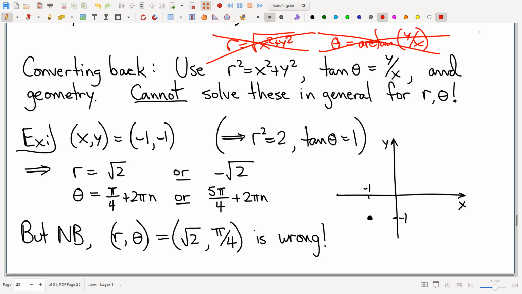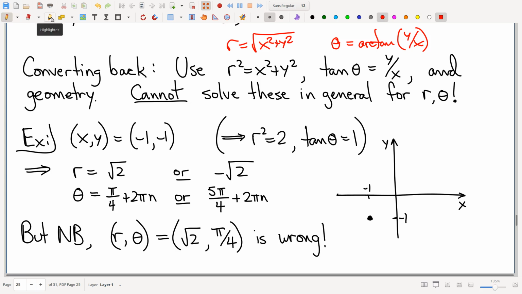A lot of students at this point in the lecture tend to think to themselves, okay, fine, I'll just use these equations to get my first set of polar coordinates, and then I can always add pi and make the r negative and stuff like that. That doesn't work either. So let me show you the example of that crashing and burning.